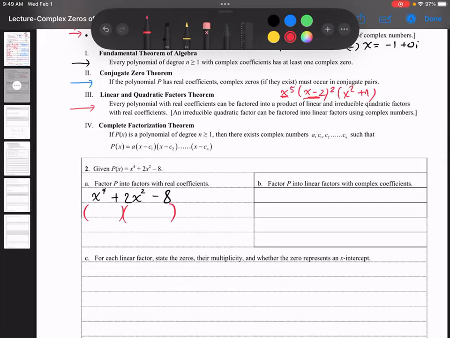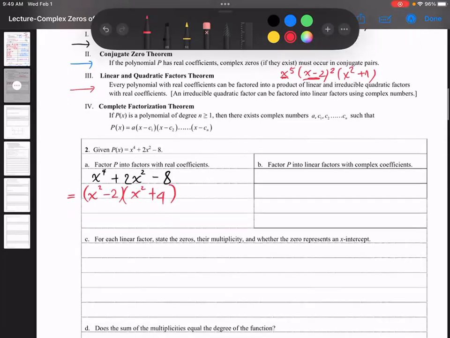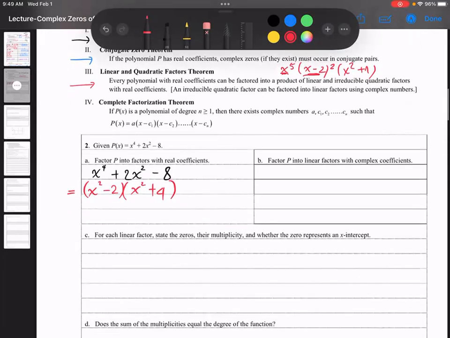Multiply to negative 8 and add to 2, right? So here instead of x and x, you're going to have x squared and x squared because you need x to the 4th. And for the 8, we need negative 2 and positive 4. And they want real coefficients, so we're going to leave it like that. We're done. Oh, actually we're not done.